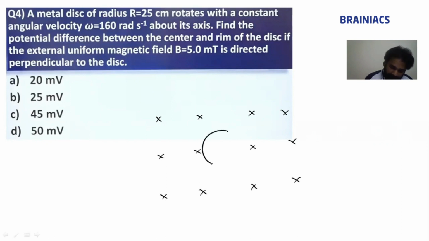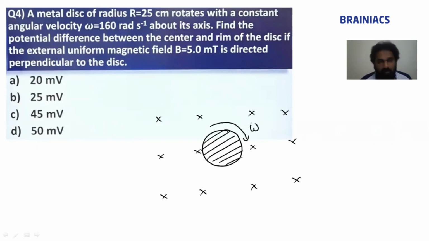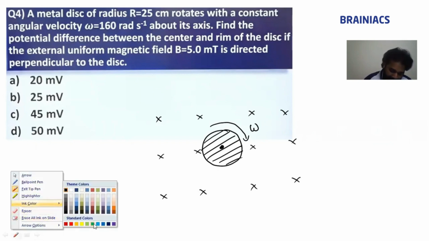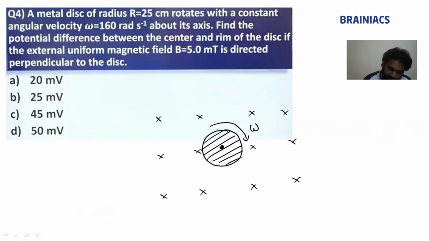Now we have got a disk here. Disk means this space is completely occupied with the material. Now if this rotates with an angular velocity omega of 160 radians per second, what they are asking is, what is the potential difference between the center and the rim of the disk? The rim is this.